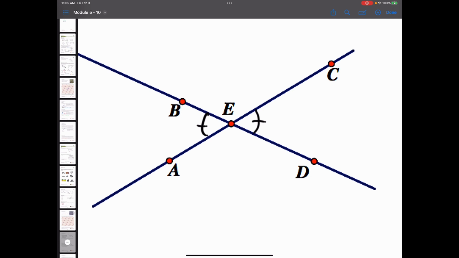What are some things about lines that might help us say that? They have a constant slope. They do have a constant slope. What other facts do you know about lines? If you have two lines, they will only ever intersect at a single point. That's true. Other things?